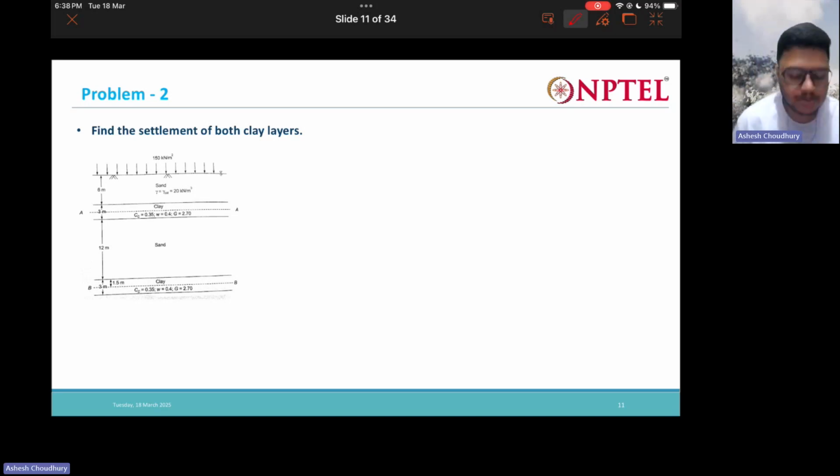Try to do it. Try to start the problem. Very simple. Just as I said, first calculate the unit weights. Unit weight of the clay layer. First, you calculate the unit weight of the clay. After that, you calculate the effective stresses at the center of the clay layers.